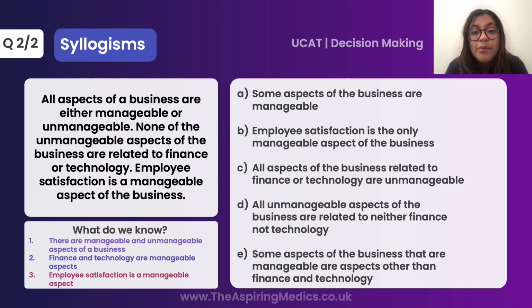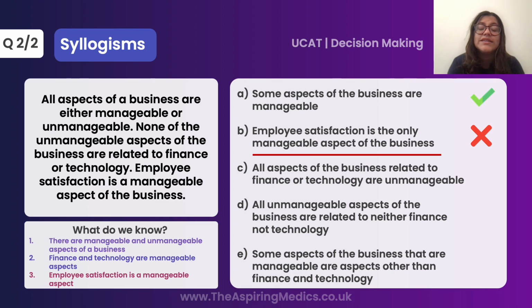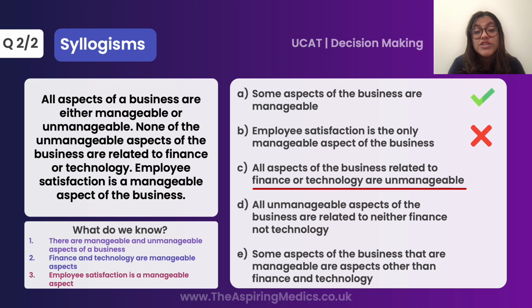So first, some aspects of the business are manageable. Yes, we know that. That is true. Employee satisfaction is the only manageable aspect of the business. This is false because we also know that finance and technology are manageable aspects as well. All aspects of the business related to finance or technology are unmanageable. That's false. We just said that those two aspects are manageable.